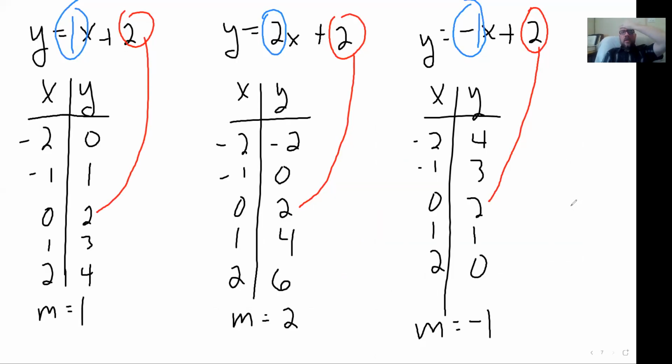Okay, so you might say to yourself, well, that's great, but how do I use that to graph a line? Well, let's see. Let's say I want to graph some line. I want to graph this line, y equals, let's say, minus 2x plus 3.